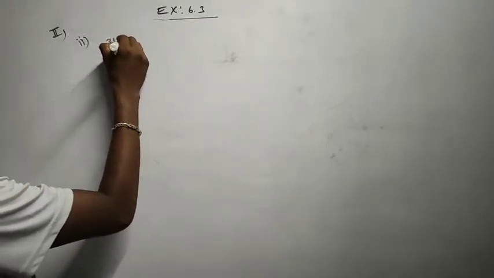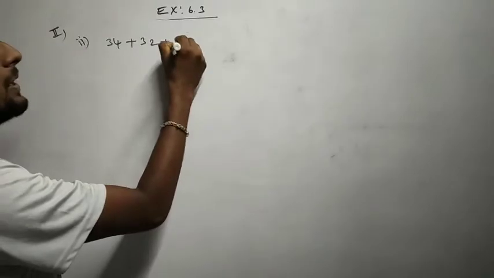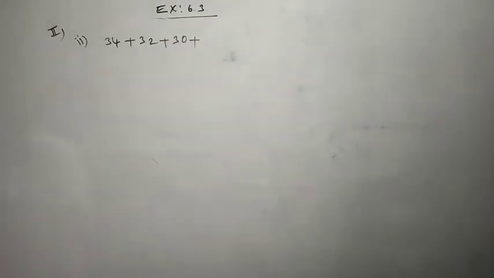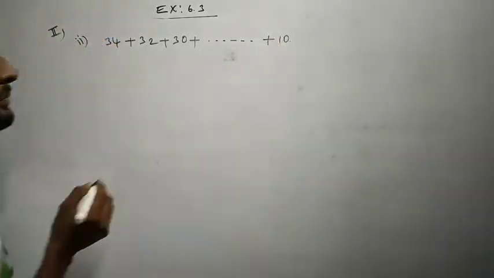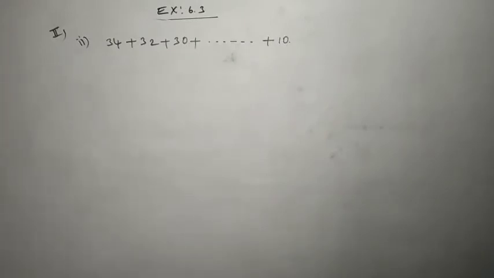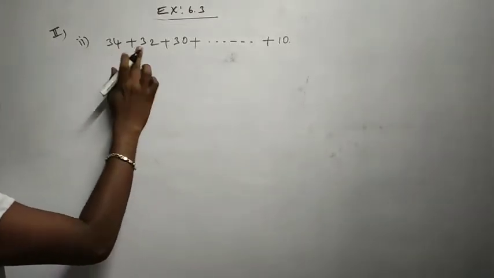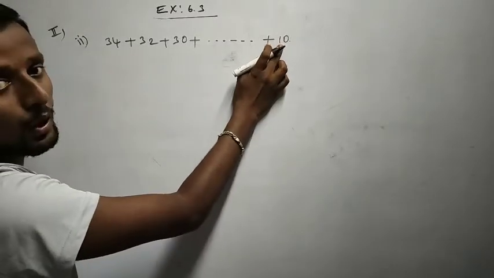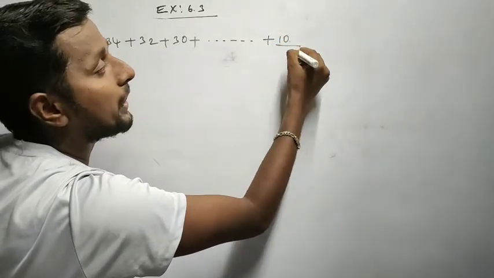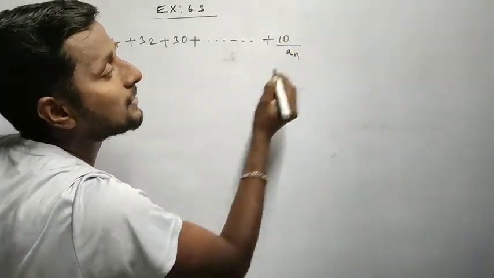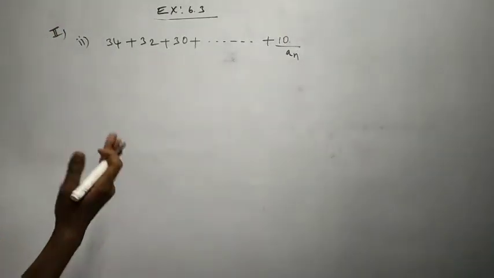34 plus 32 plus 30 plus so on plus 10. Yeah, 34 plus 32 plus 30 plus so on plus 10. Look at it, beta. First term, second term, third term, we don't know the count of the terms. I said already, it is the last term. I got an idea, it is the last term, but I don't know the count of the term, that means the place of the term.